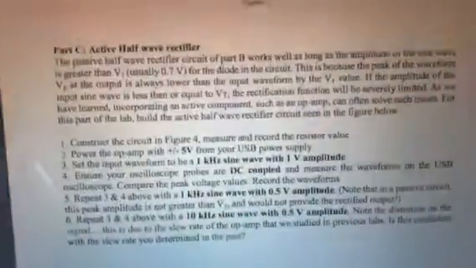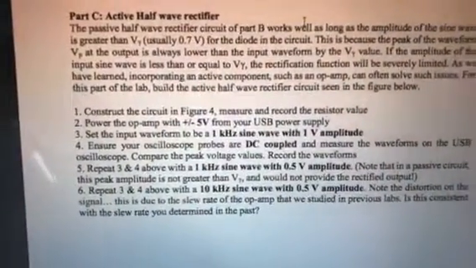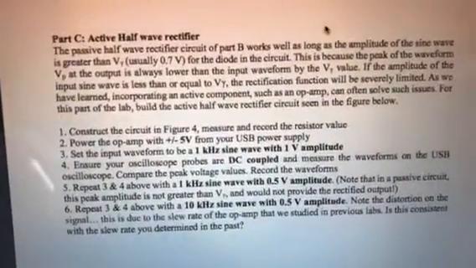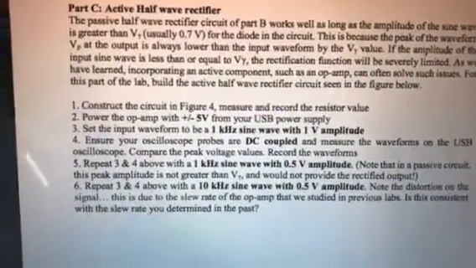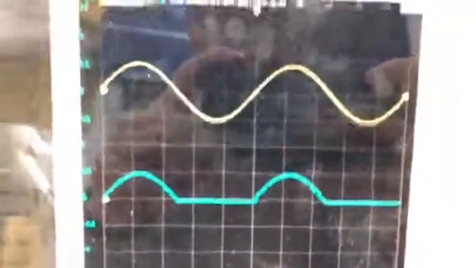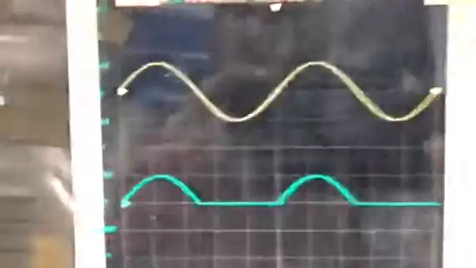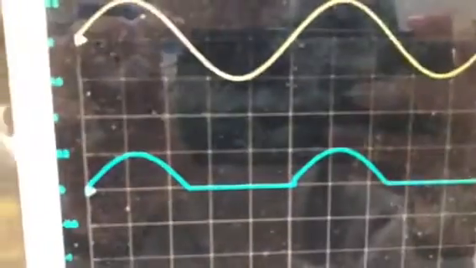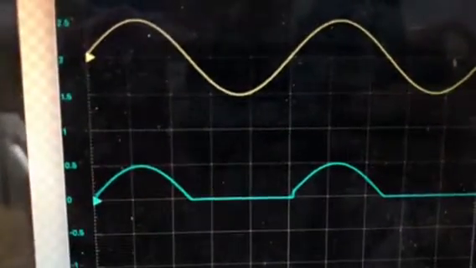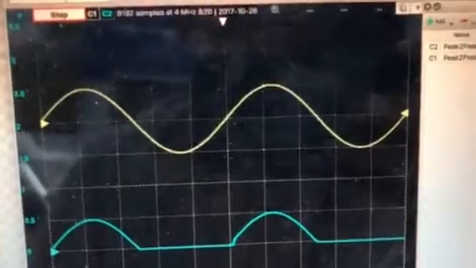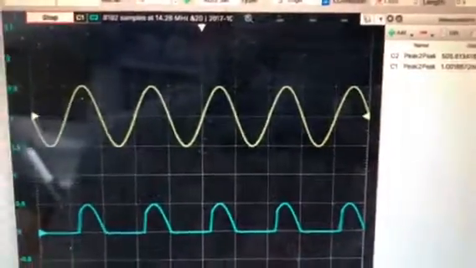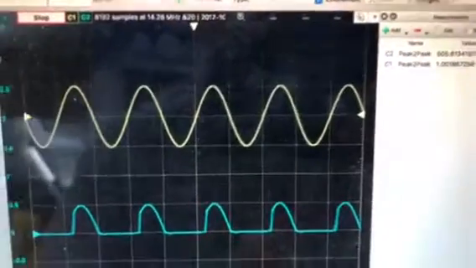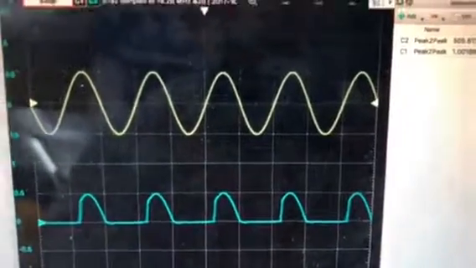Then we changed our input into a 1 kilohertz sine wave with a 0.5 volt amplitude and a 10 kilohertz sine wave, and we observed smaller amplitudes in both voltages of around 0.5 volts. And for our last one, we also observed a higher frequency.